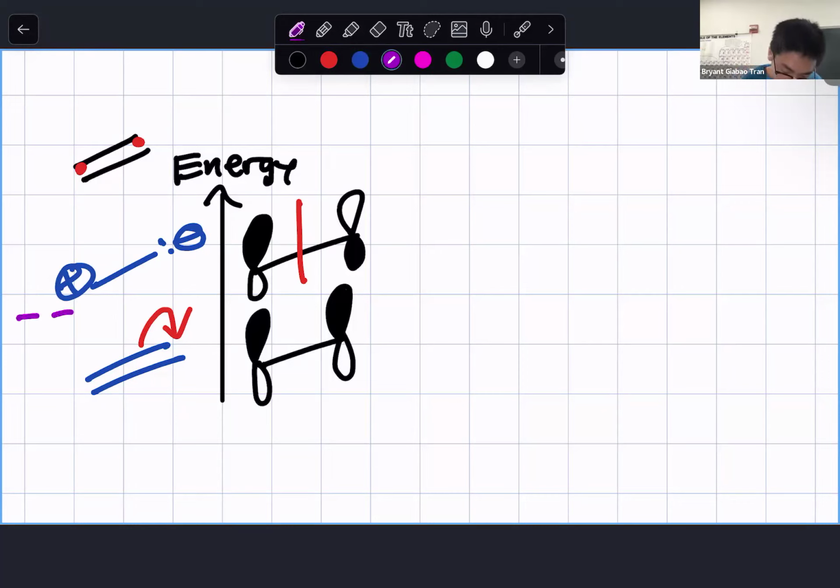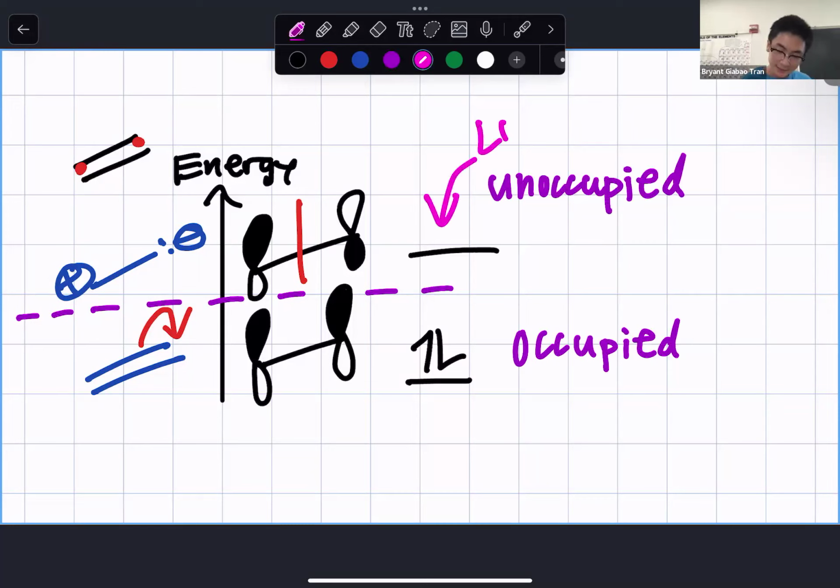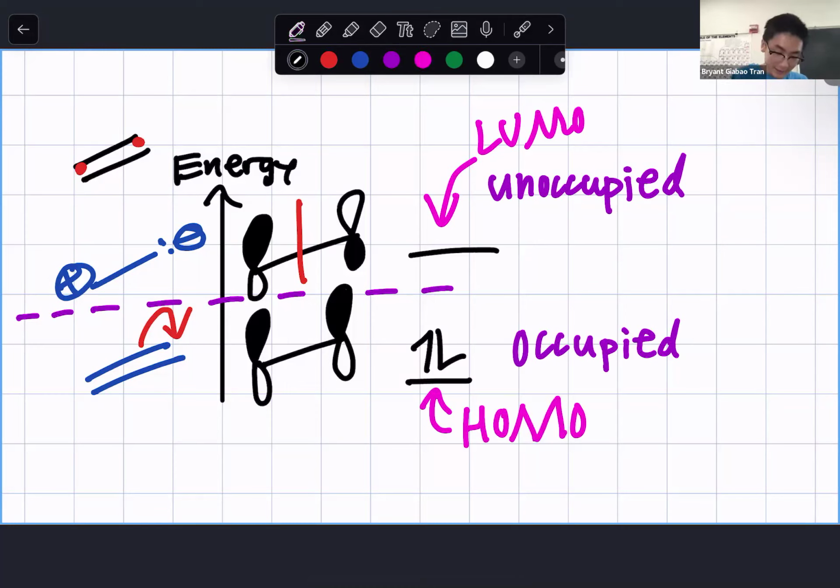Right. So we can make a line through here again, where we see that this dienophile represents 2 electrons. So there are only going to be 2 electrons in that molecular orbital. Right. This is the only occupied orbital. So this is the occupied section. This is the unoccupied section. This is the LUMO, because that's the only unoccupied orbital. This is the HOMO, the only occupied molecular orbital. Right. Okay. Yeah.